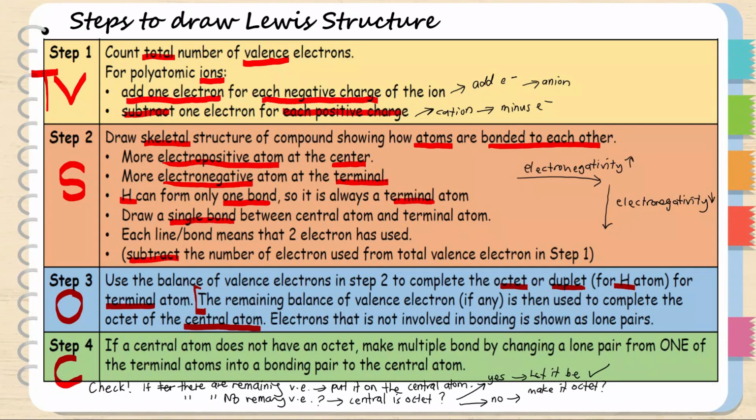Okay, it says that if a central atom does not have an octet, we have to make multiple bonds by changing a lone pair from one of the terminal atoms into a bonding pair to the central atom. So, use lone pair from terminal atom to form multiple bonds.